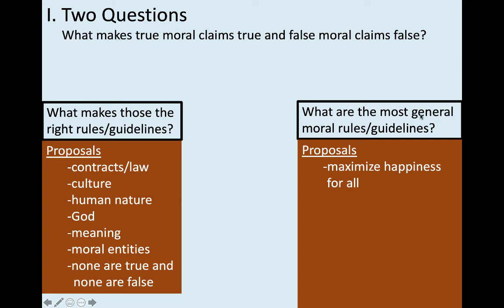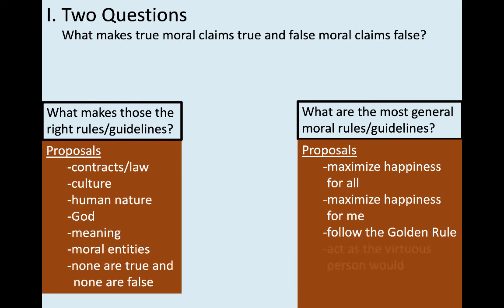Okay, so in response to the question, what are the most general moral rules or guidelines, there's a variety of proposals. One, maximize happiness for all. Another, maximize happiness for me. This is called moral egoism. The idea is I should just pursue my own happiness, and that's really the morally right thing to do for me. And the right thing for you to do is to pursue your own happiness. Each of us should aim at our own happiness. Another possibility is you should follow the golden rule. Do unto others as you would have them do unto you. As long as you're following that rule, you're behaving morally. When you're violating that rule, you're behaving immorally.